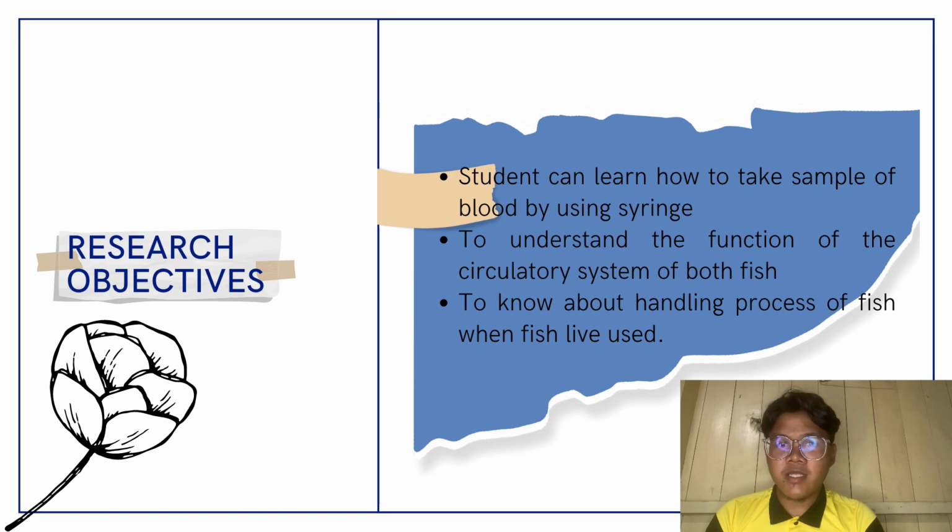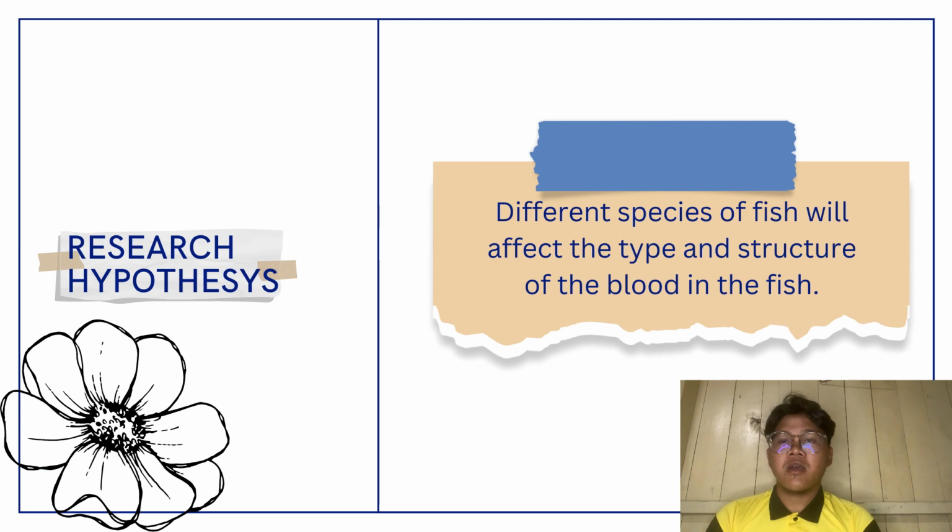So my part is research objective. So for the first, students can learn how to take a sample of blood by using a syringe. Next, to understand the function of the circulatory system of the fish. And the last, to know about the handling process of fish when fish live use.